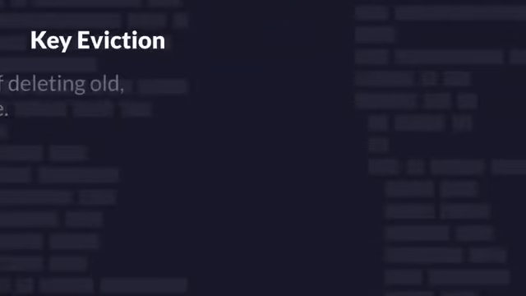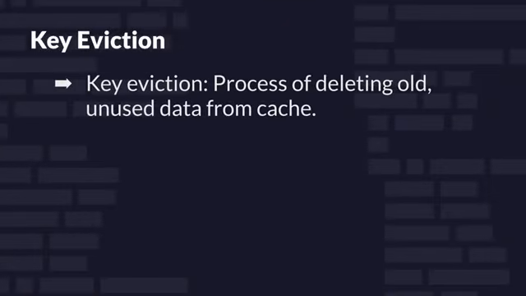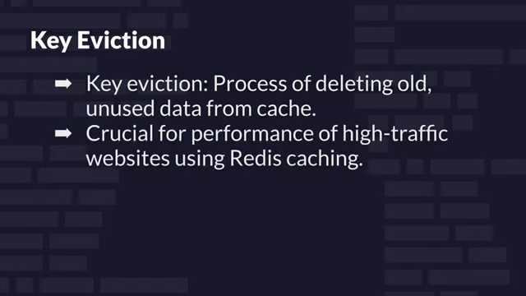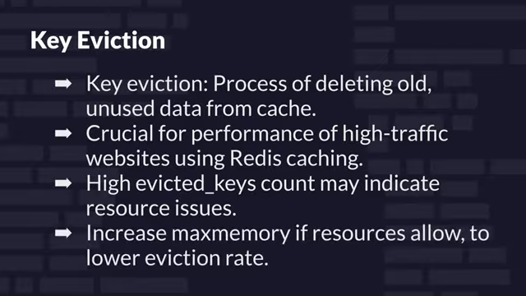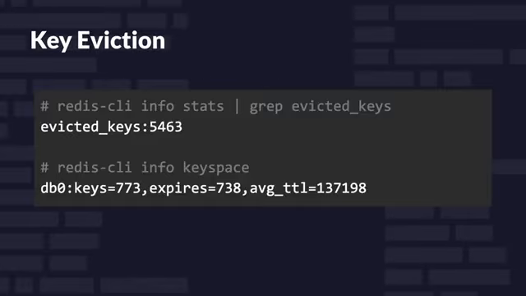Key eviction. Key eviction is the process of removing old and unused data from the cache to make room for new data. This can be especially problematic for high-traffic websites that rely on Redis caching to improve performance. If your system resources allow for it, and the evicted keys count is high, it's again recommended to increase max memory. The following command will provide information about the number of keys and how many have been evicted. By examining these aspects and making the appropriate adjustments, you can optimize Redis to significantly enhance your WordPress site's performance.